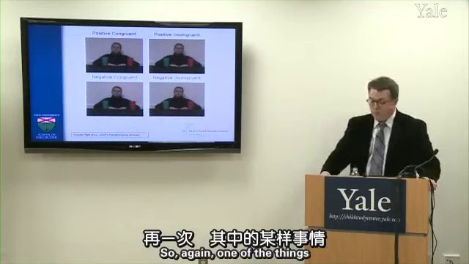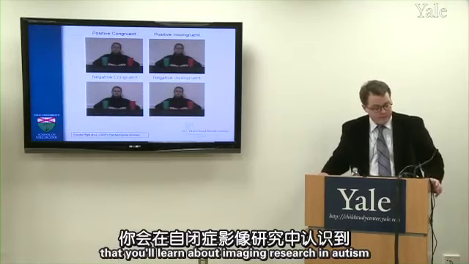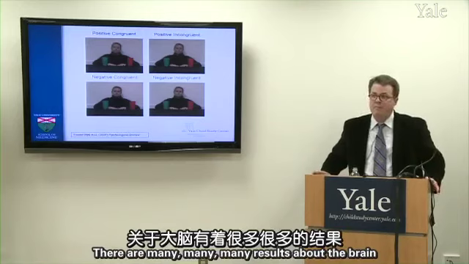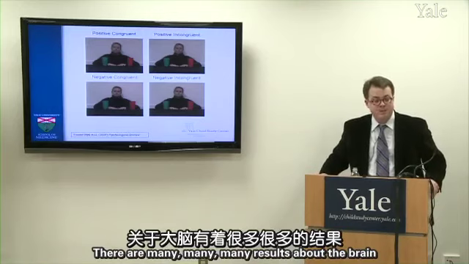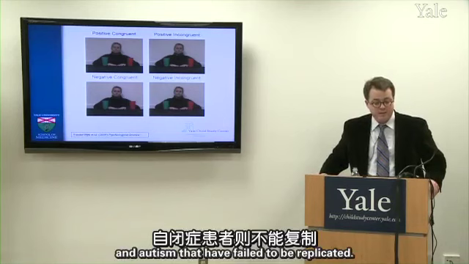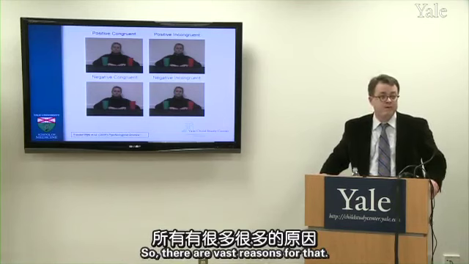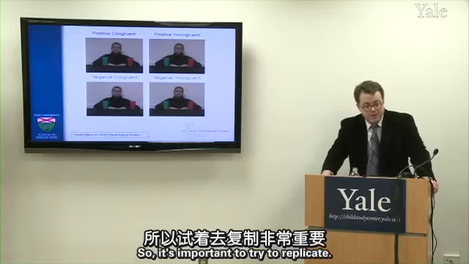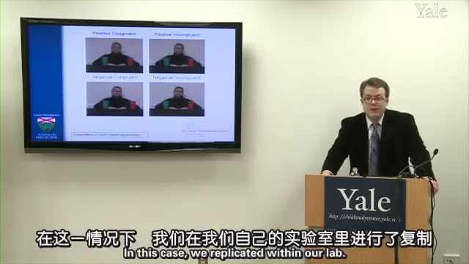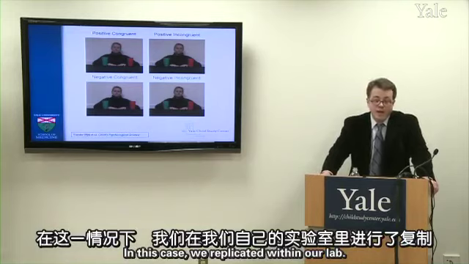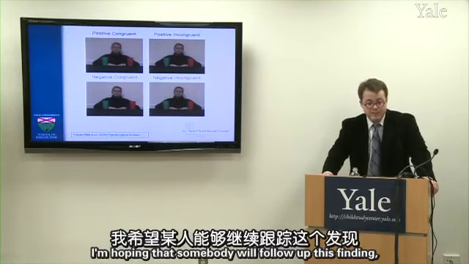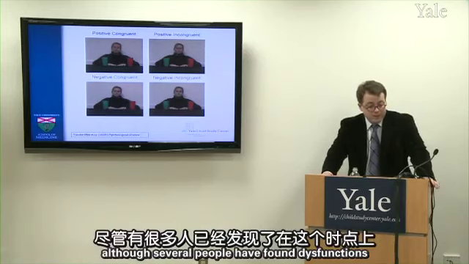So again, one of the things that you'll learn about imaging research in autism is that it's very important to replicate. There are many results about the brain in autism that have failed to be replicated. And there are vast reasons for that. And so it's important to try to replicate. In this case, we replicated within our lab. I'd rather see this replicated across 2 labs. So I'm hoping that somebody will follow up this finding, although several people have found dysfunction in the superior temporal sulcus at this point.